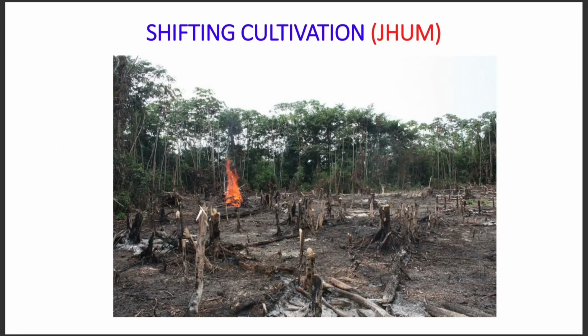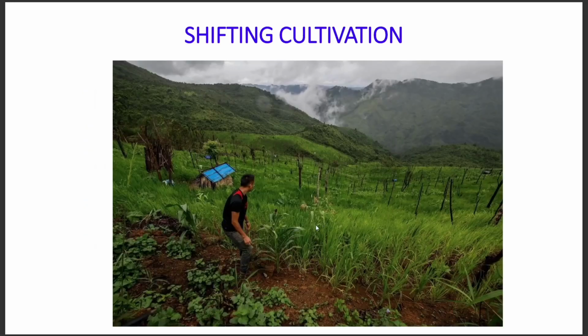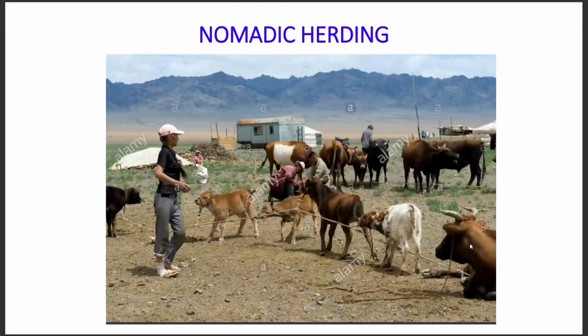So shifting cultivation or jhum cultivation, here we just destroy forest like areas where we can do the cultivation by removing the big trees. So this is also a picture of shifting cultivation. And then we just cultivate our needed crops. Then we have nomadic herding.